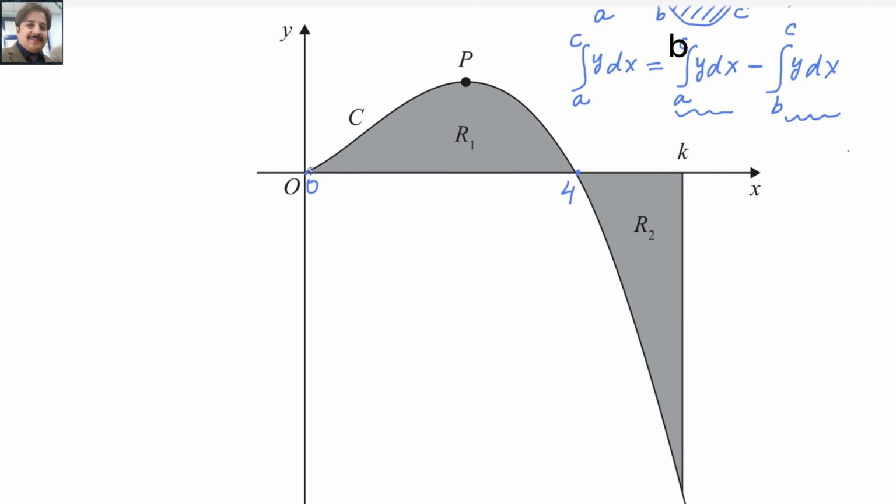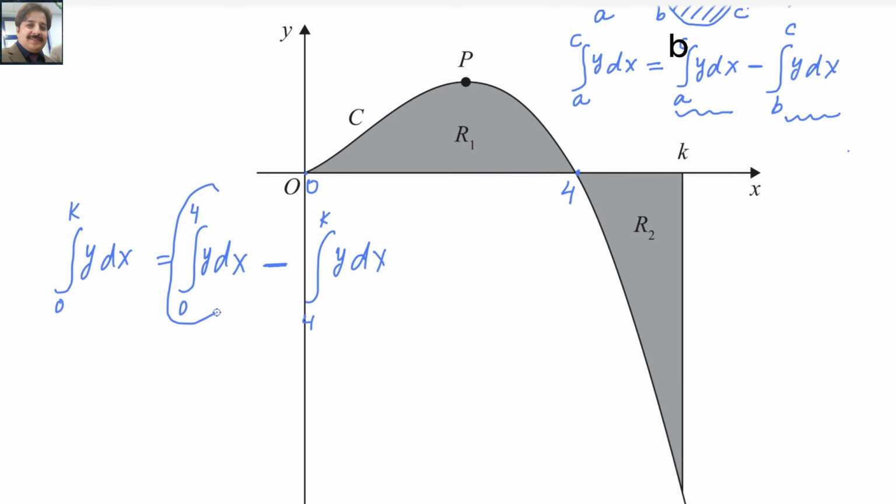We can now find the total area from 0 to k. This value is 0, 0 to k. In the same way, this area is divided into two parts. From 0 to 4 is above the x-axis and from 4 to k it is below the x-axis. From the figure we can write the area, y from 0 to k dx, will be equal to the integral from 0 to 4 of y dx, minus, because the below-the-x-axis area will be minus, therefore you can write it as the integral from 4 to k of y dx. Got it?